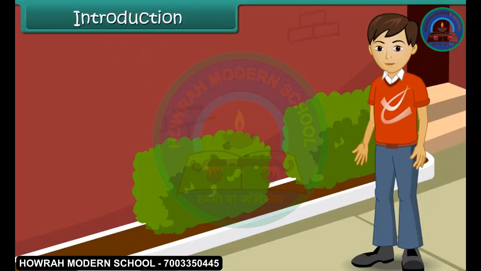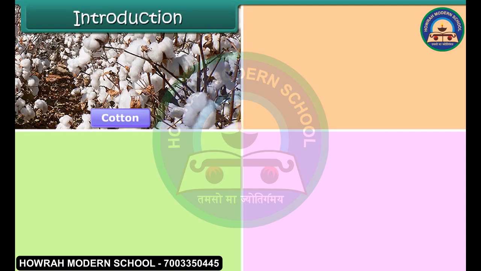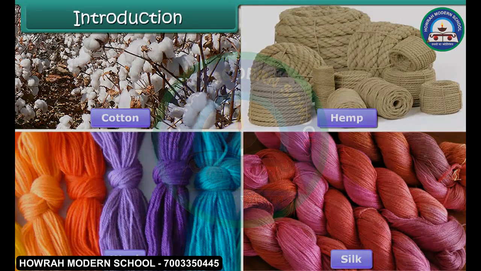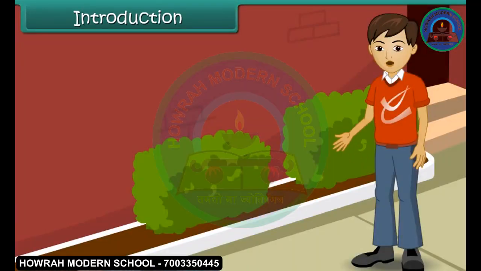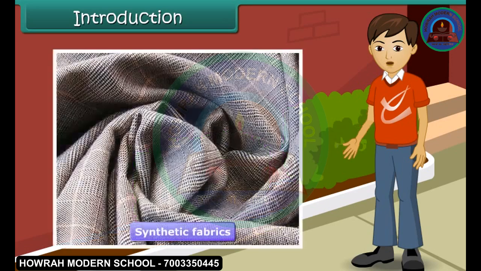Introduction. Since ancient times, we have worn fabrics made of natural materials like cotton, hemp, wool, and silk. But with the advent of science and numerous inventions, today we can see a wide variety of synthetic fabrics. In this lesson, you will study the general properties of synthetic fibers and their importance in our everyday lives.